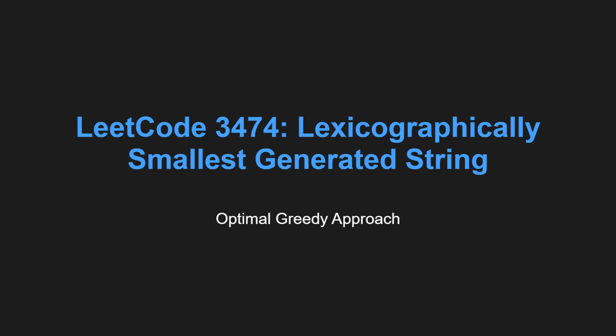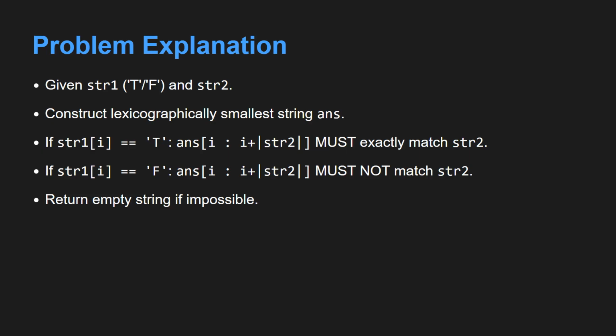Today we are tackling LeetCode 3474, Lexicographically Smallest Generated String, with an optimal greedy approach. Before diving into the solution, let's briefly understand the problem.